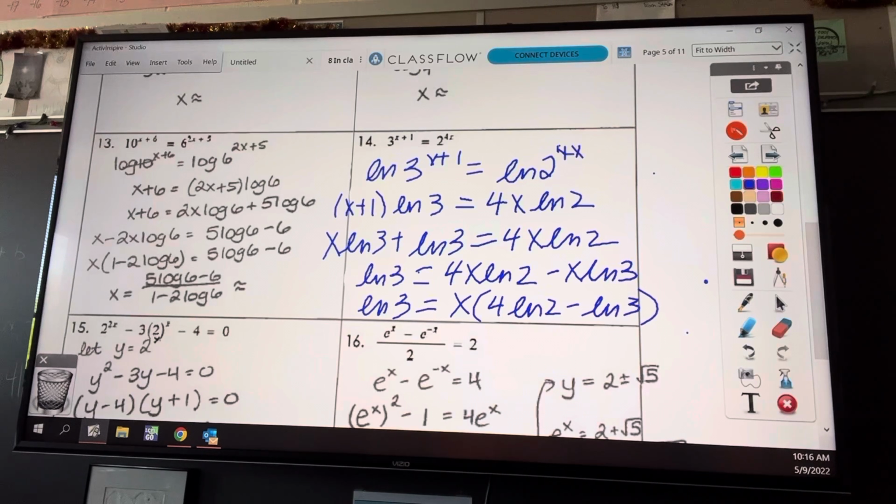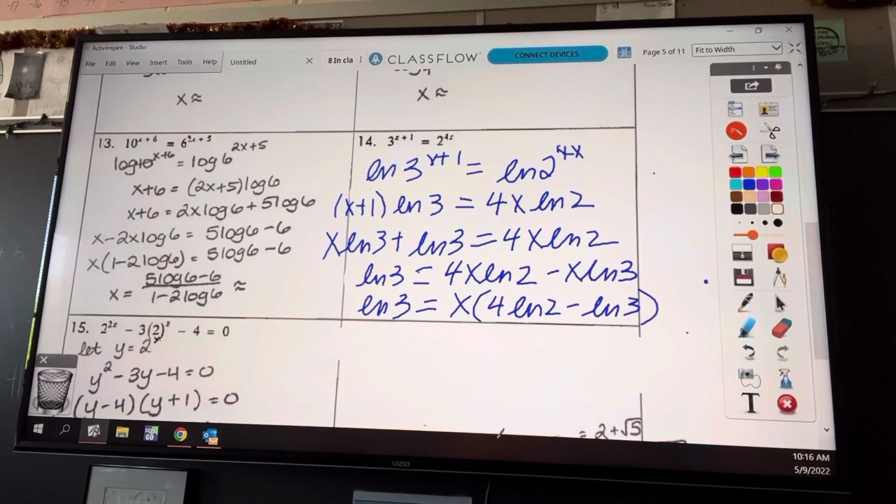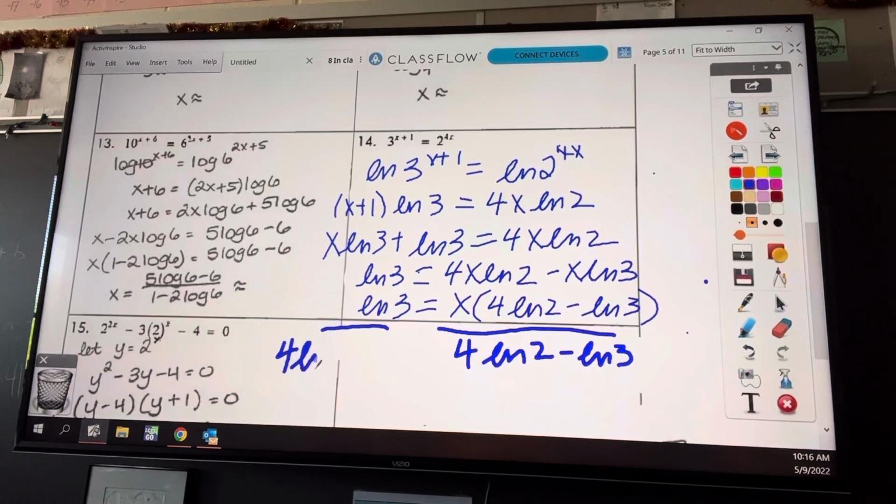Okay, now I can just divide both sides by 4 natural log 2 minus natural log 3. And you just have to be careful when you type it in the calculator.